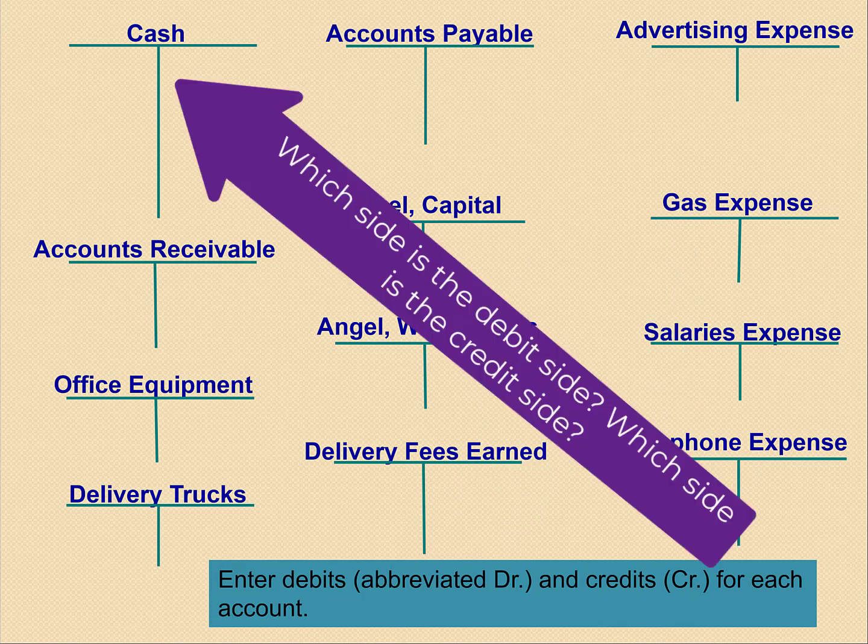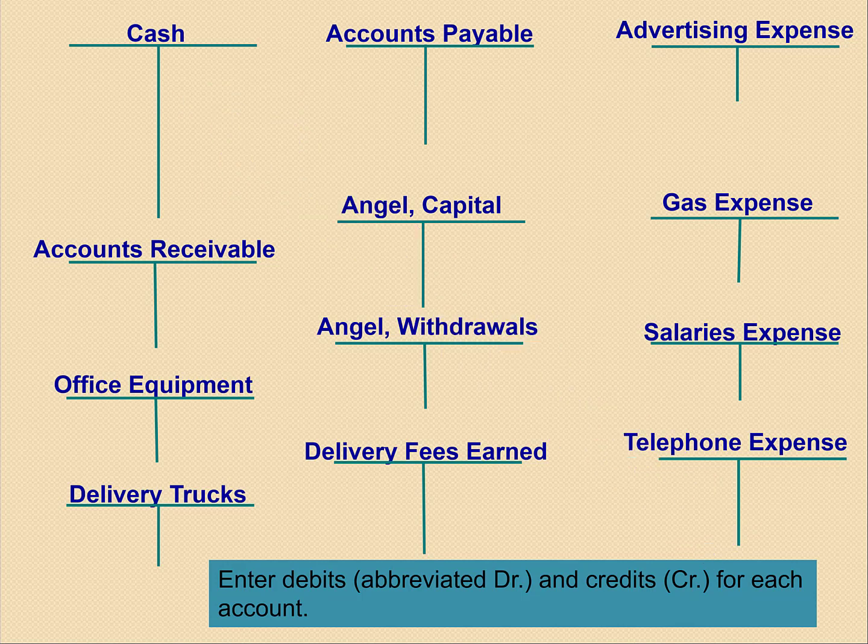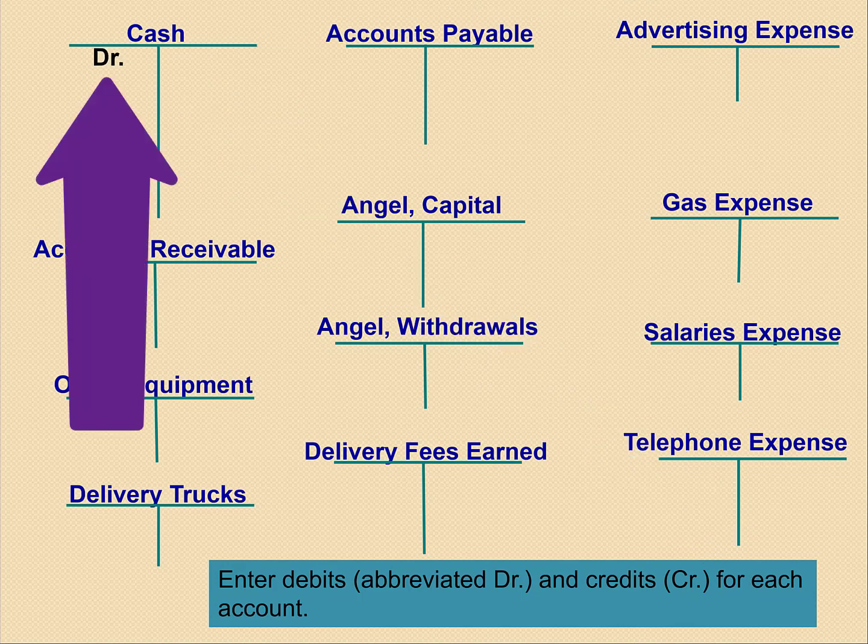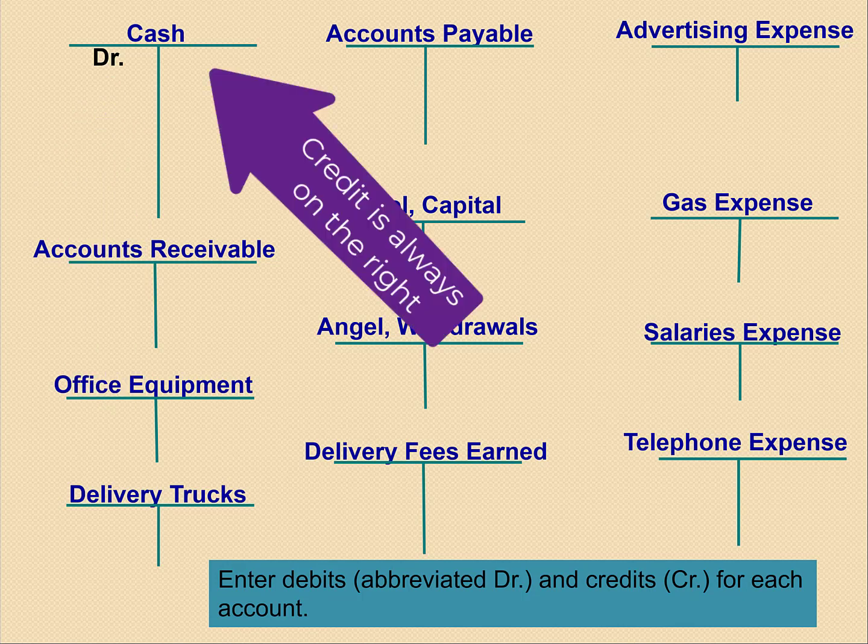So let's start with cash. Which side is the debit? Well, remember, for all accounts, the debit is on the left side. So I'm going to put a DR, or you can write debit if you write small, on the left side of cash, which means the right side is the credit.